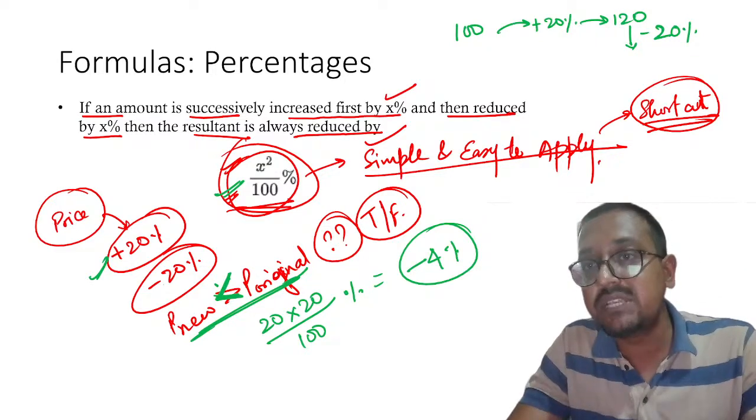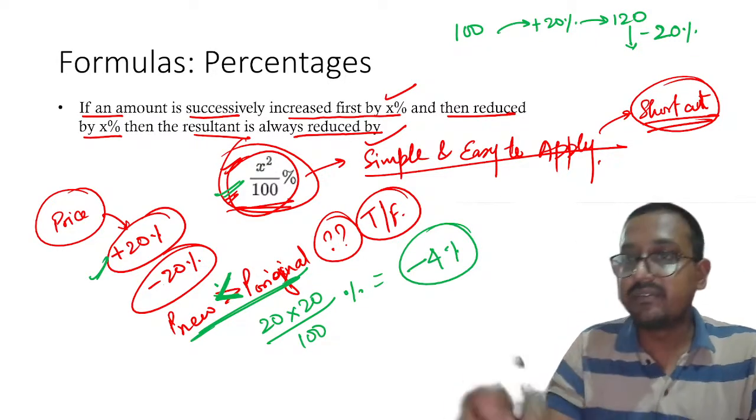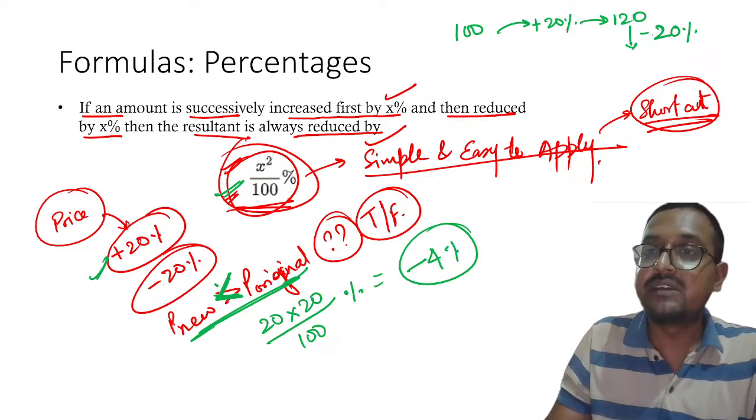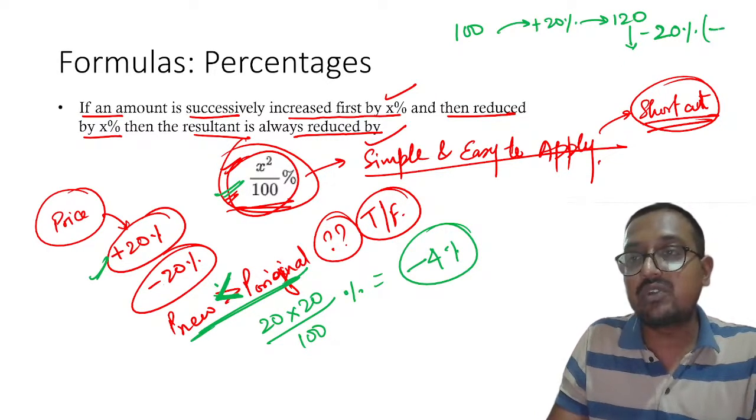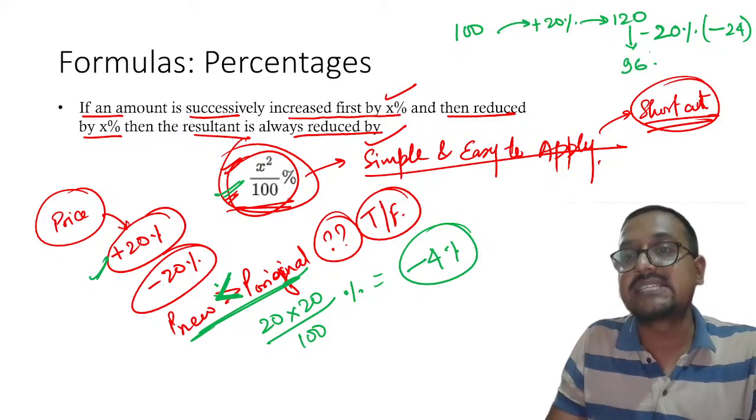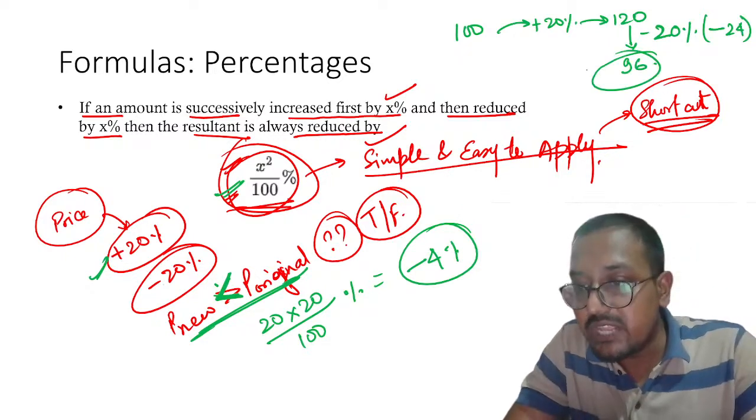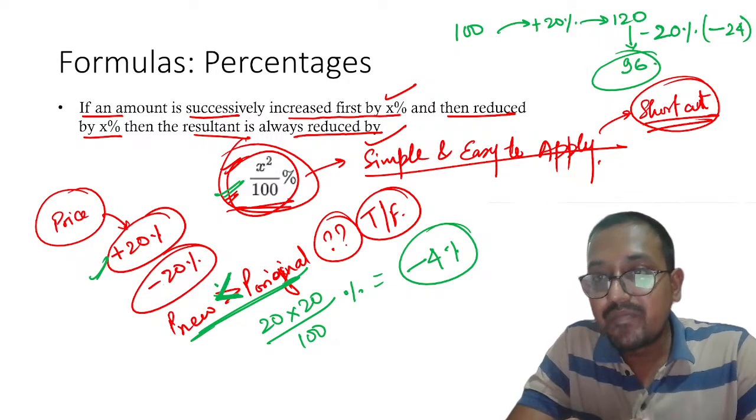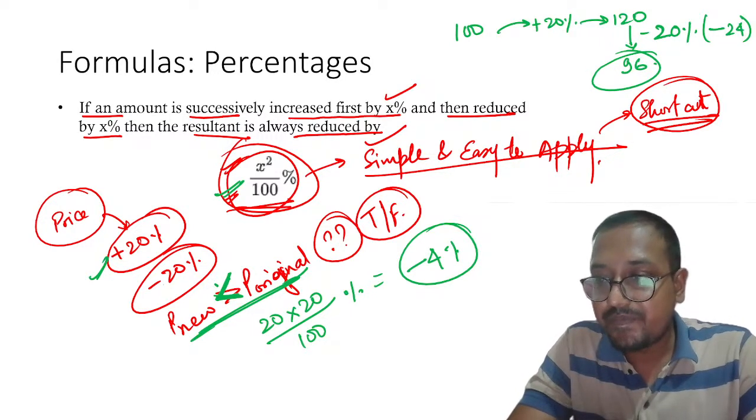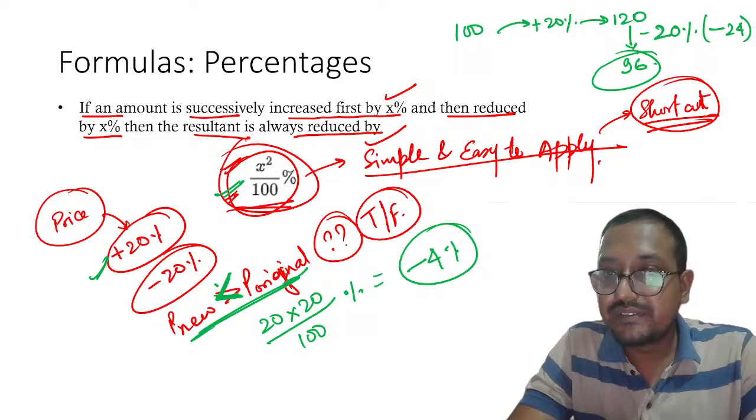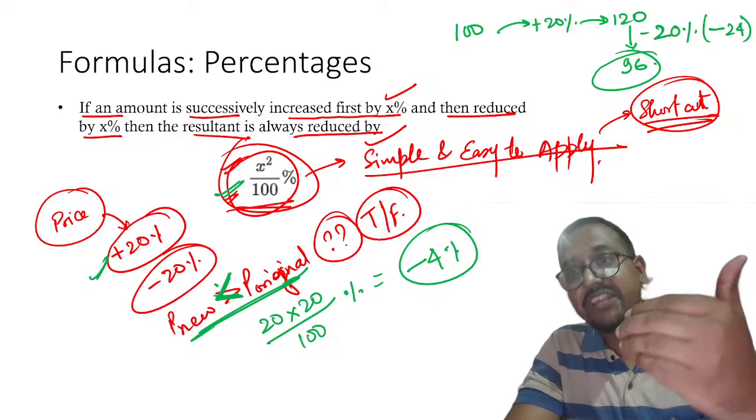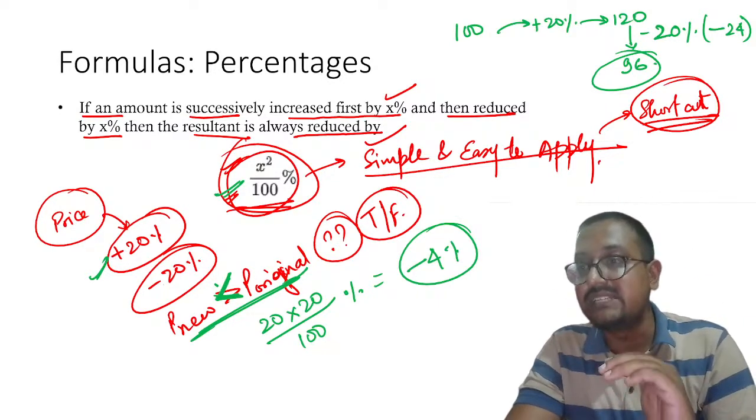1/5 reduction means 120 divided by 5. So how much should be reduced? Can anyone calculate and tell me? It will be a 24 rupees reduction. So here it will be 96. Are you getting my point? Rakesh? Is it clear? So a 20% increment is never equal to a 20% decrease.